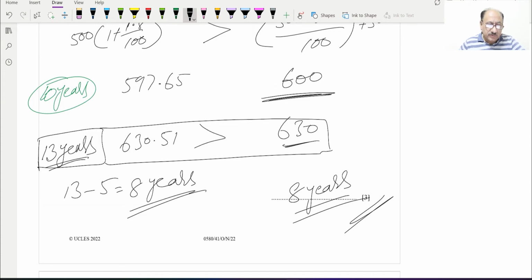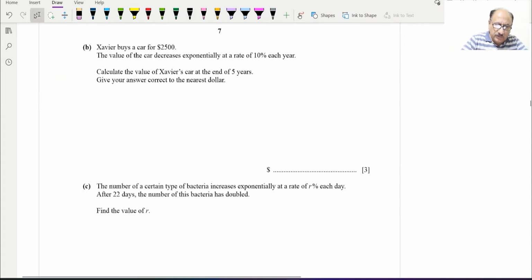Hopefully you got this. Same question, B part basically, and this is saying Xavier buys a car for $2,500. The value of the car decreases exponentially at a rate of 10% each year. Calculate the value of Xavier's car at the end of 5 years. Give your answer correct to the nearest dollar.